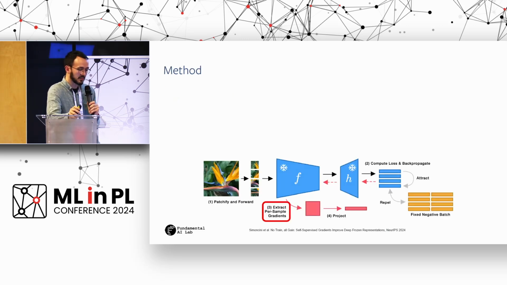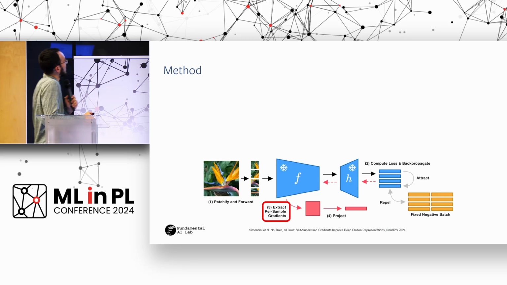So how does it work? Here, again, we have our image. We turn it into patches because we work with ViTs. And then we have our frozen transformer, and then we have some sort of head. This can be a linear head, for example, randomly initialized. And what I'm showing here is how you get the gradients for a SimCLR-like method, right?